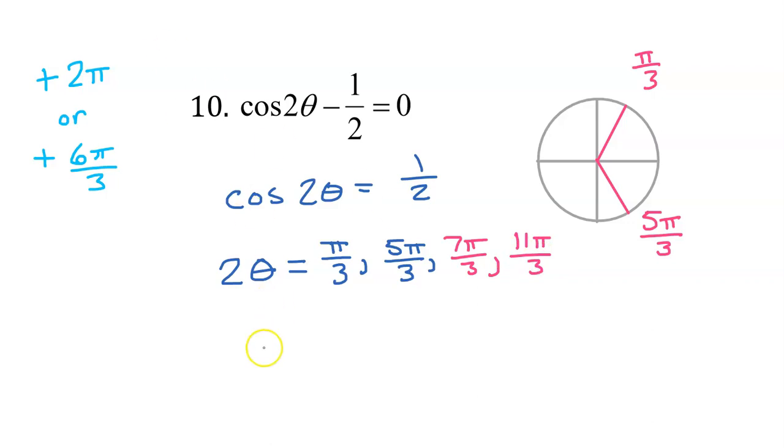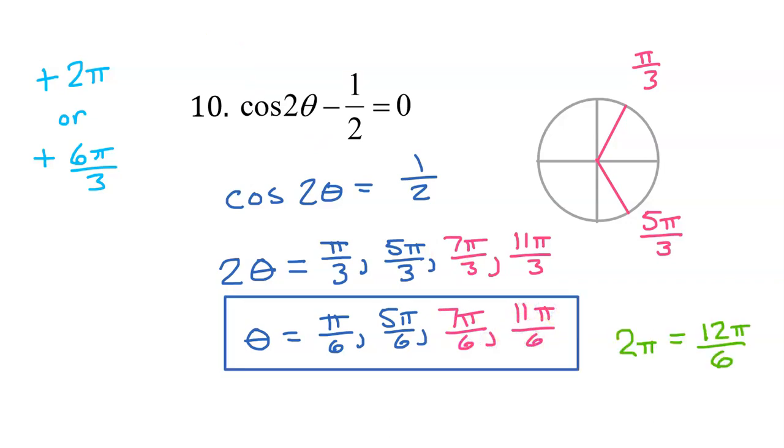To get theta by itself, we need to divide everything by 2. Dividing a fraction by 2 is the same as multiplying by 2 in the denominator. So we will get pi over 6, 5 pi over 6, 7 pi over 6, and 11 pi over 6.